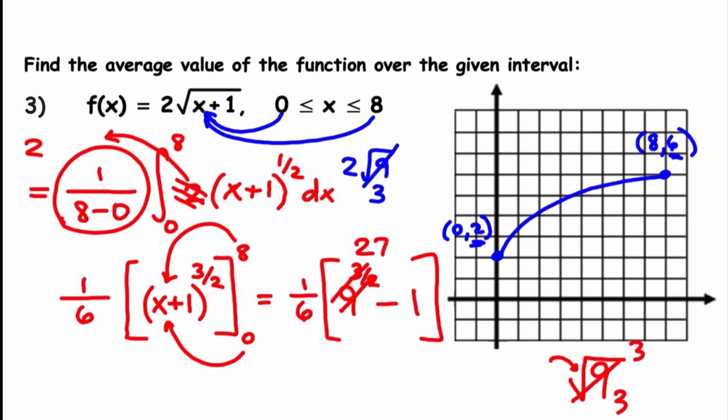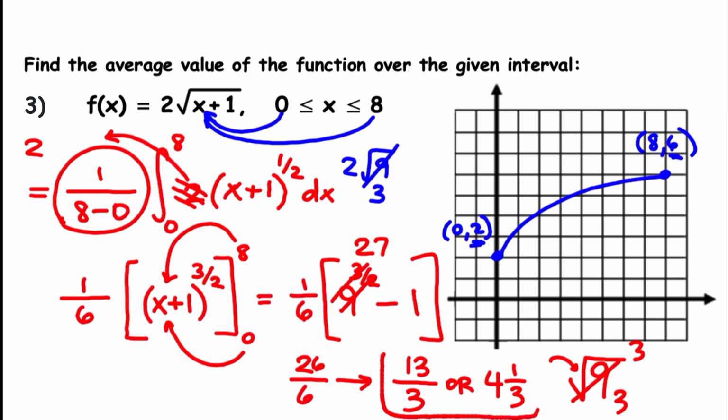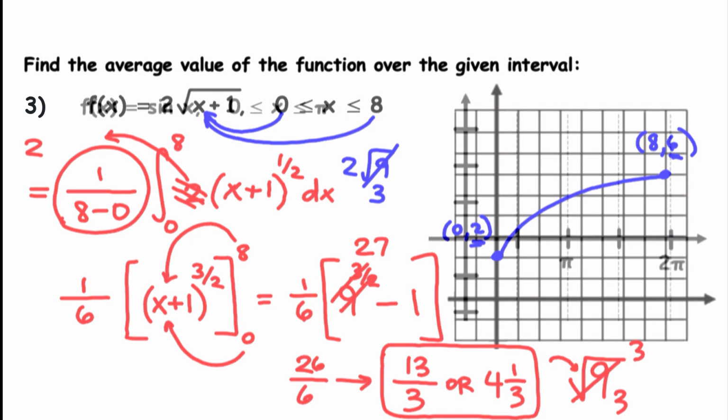1/6, so 26 sixths. Try to say that 5 times fast. You can cut those in half, and it's 13/3, which is the same as 4 1/3. Remember I said that the answer is going to be a little bit bigger than 4. Not to brag, not to boast, but I'm right on the money. All right, average value is 4 1/3.